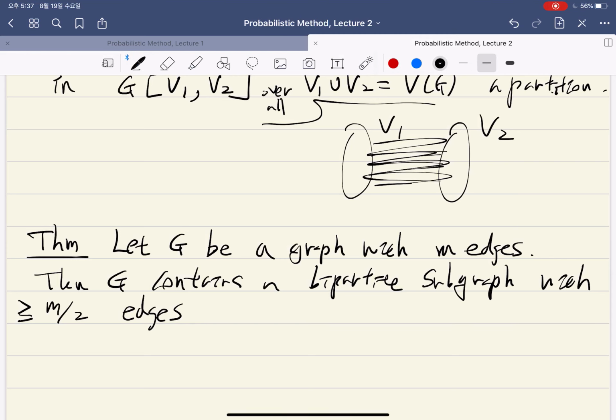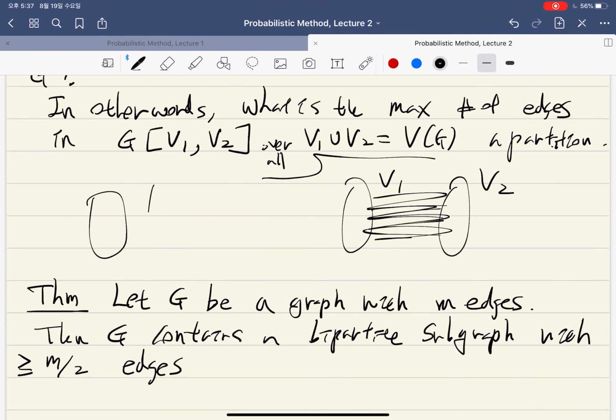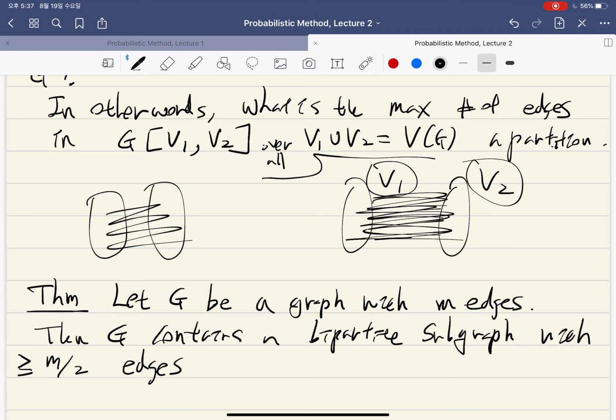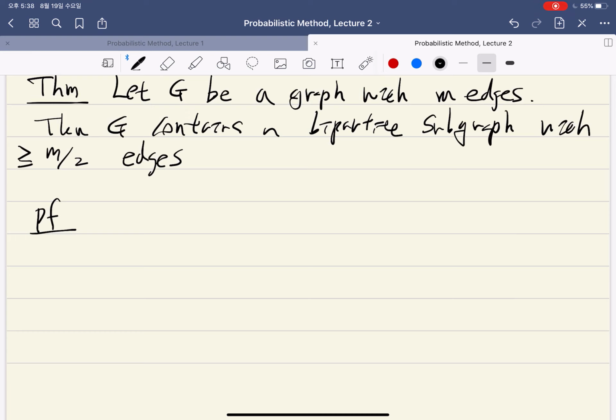So this can be proven either using the probabilistic method, or we can also consider the max cut. So max cut is the partition which maximizes the crossing edges. And then you can argue from the property of this to actually show this statement. But let's use the probabilistic way to actually prove this.